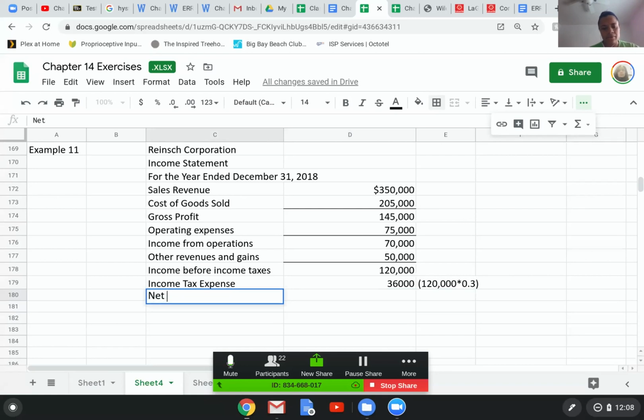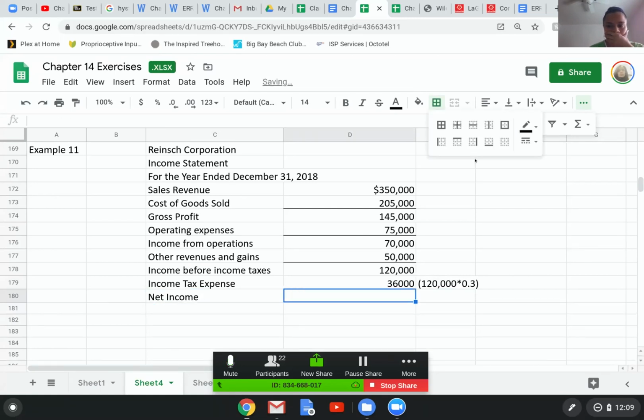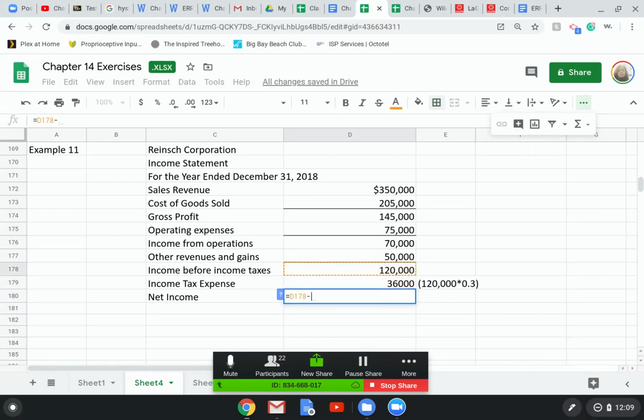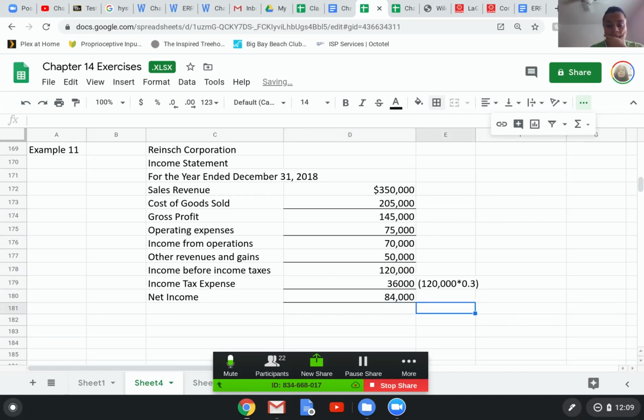And now the last line is net income. Professor, I didn't get 36. Okay, what happened?